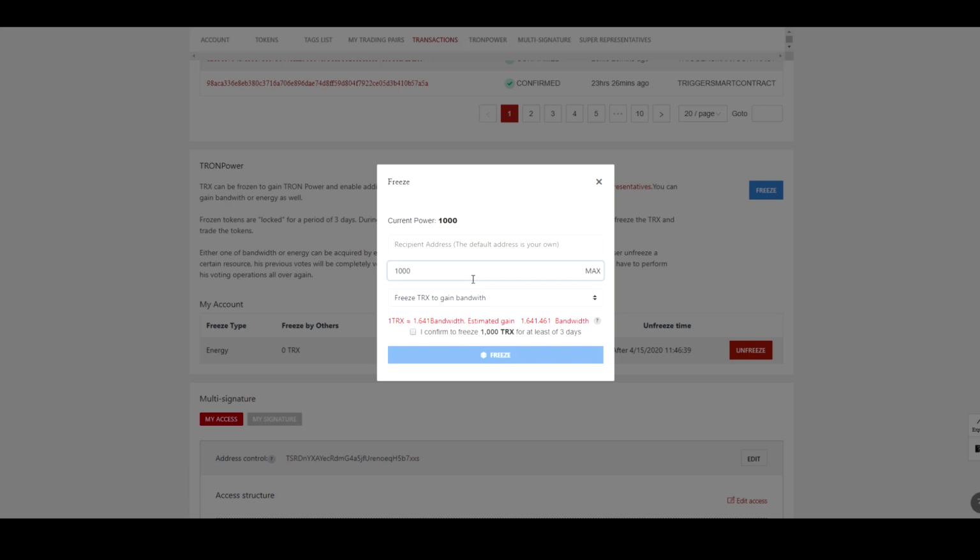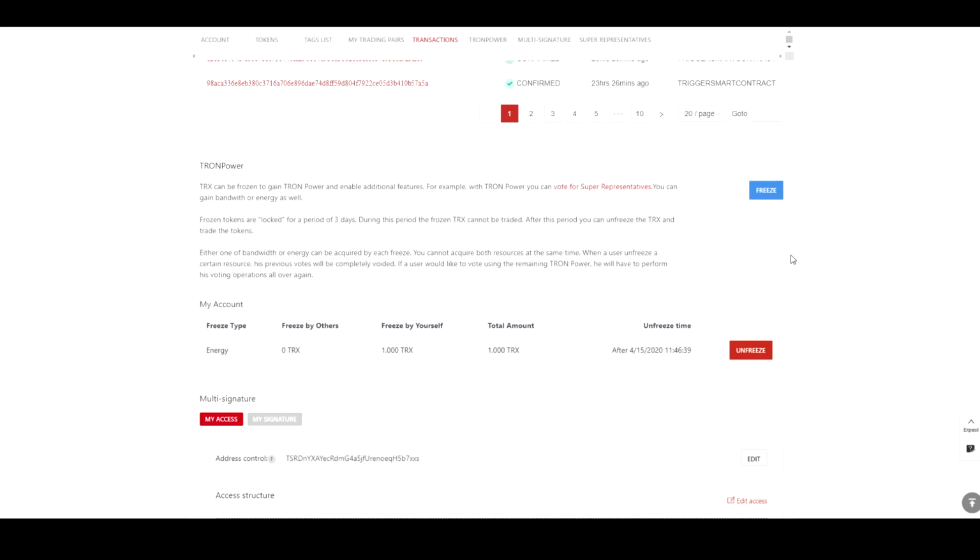If you don't freeze any TRX, you will pay a fee of around 1.5 TRX per transaction on the Tron blockchain. So I recommend freezing 500 for bandwidth and then freezing another 500 for energy. That will give you at least one transaction every few seconds.